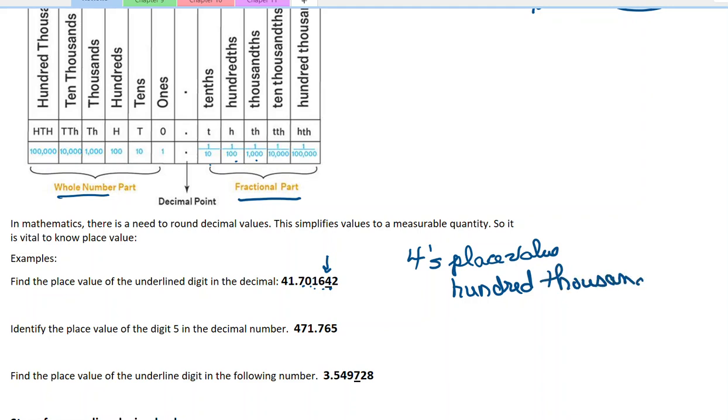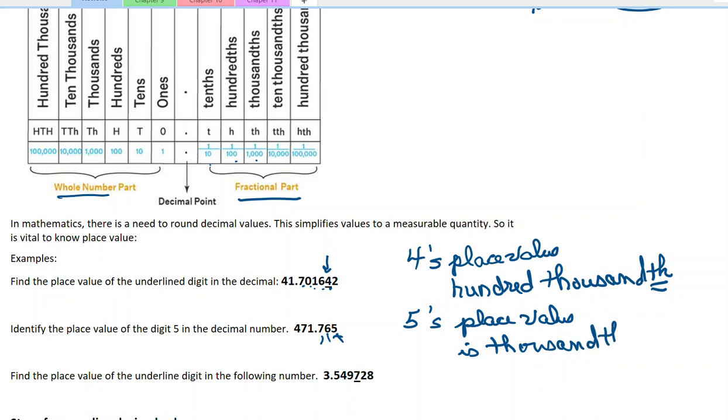It says it's a decimal, not 100,000, because that would mean a whole number. It's a TH on it. So on this one, they want to know what is the digit 5's place value. So we have tens, hundreds, thousands. Thousandths with a TH to tell me it's on the decimal side.